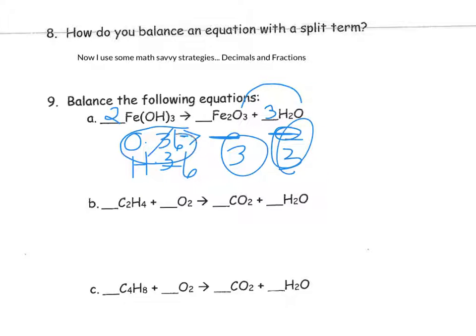Because I want 6 overall. So my oxygens are split, but in this instance they balance. So I have a 2 to 1 to 3 ratio. All right, here's my next one.